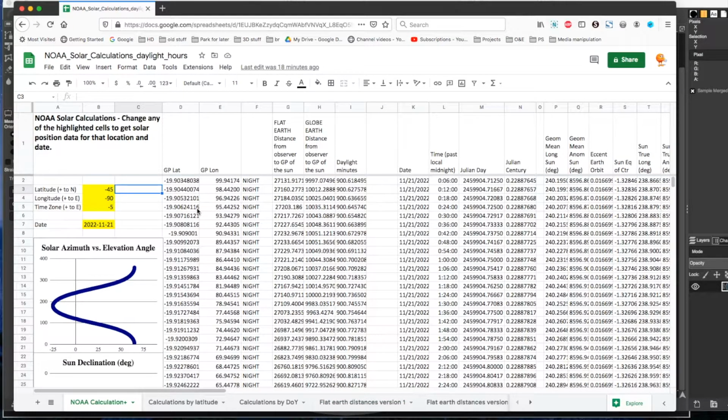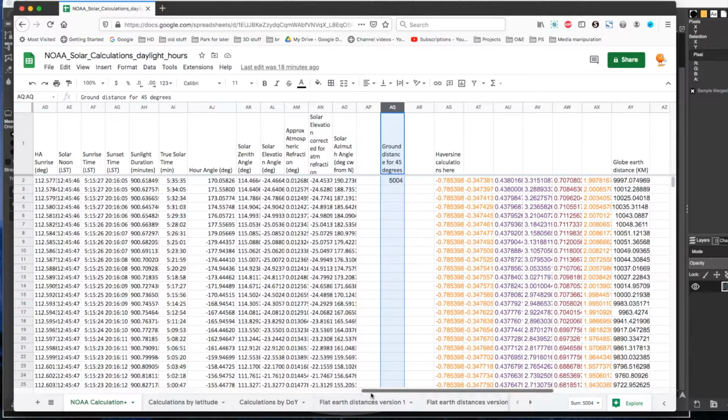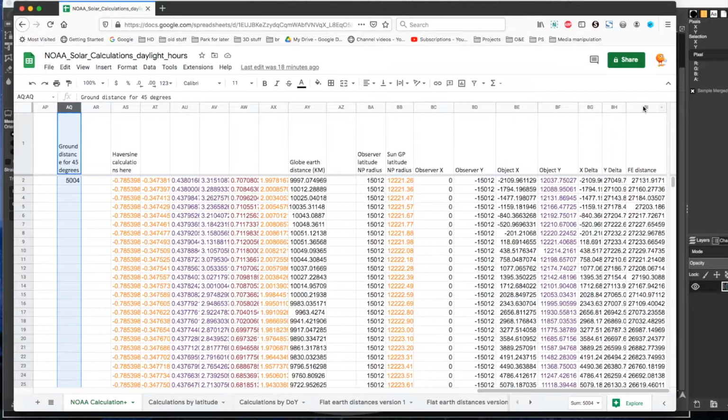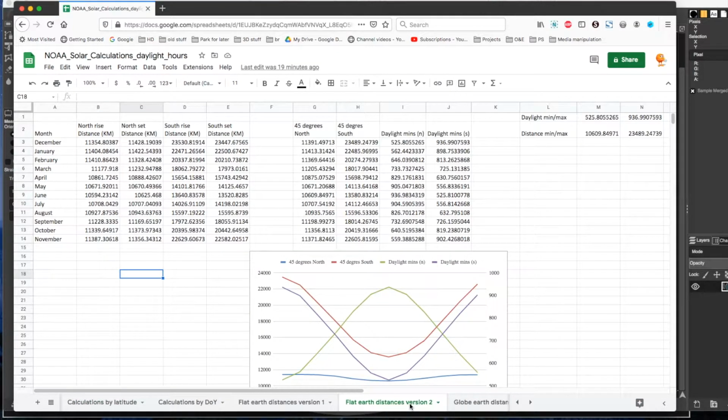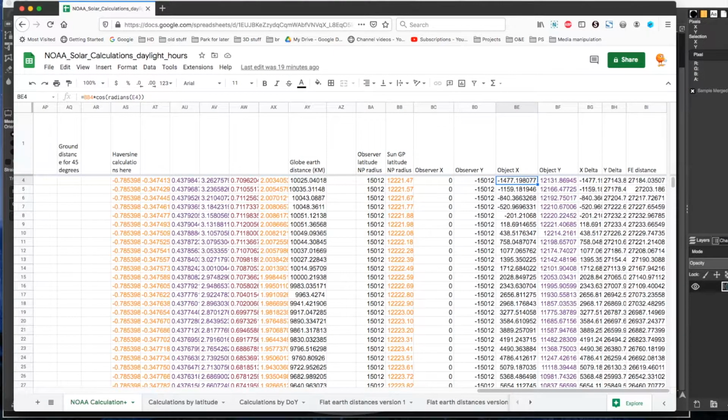At this point, I went back and I grabbed another copy of the full NOAA Sun calculator, and this is the NOAA calculation plus, because the plus is a bunch of extra columns that I've added here. So these are columns that I've added, and from here on to here are columns that I've added. So Flat Earth Distances version 2, what I did was, instead of using pixels, I went and I calculated the flat Earth distance in kilometers, which you can see I'm doing from the math here. And by the way, I'm going to make a copy of this spreadsheet available, so check the description below.